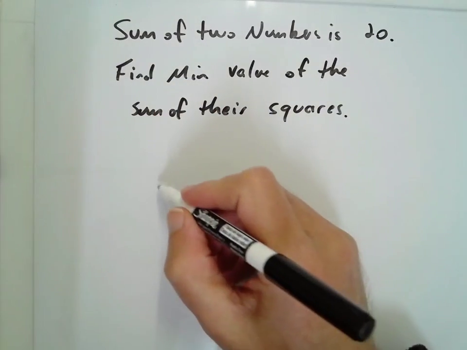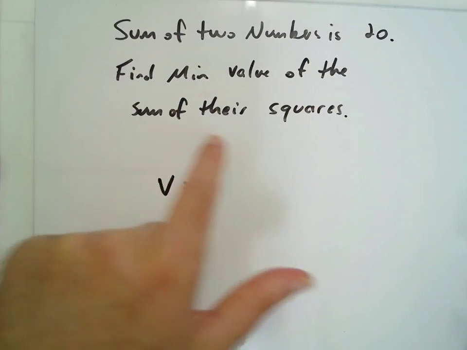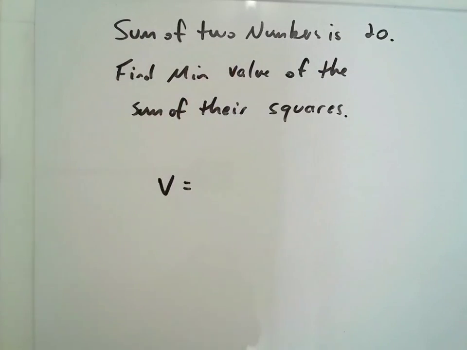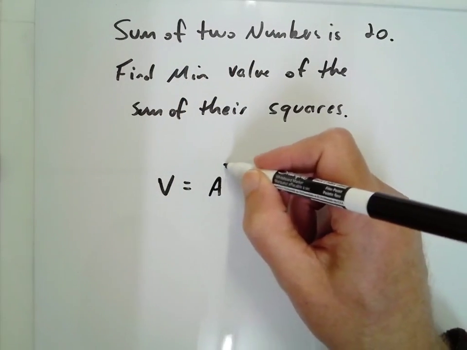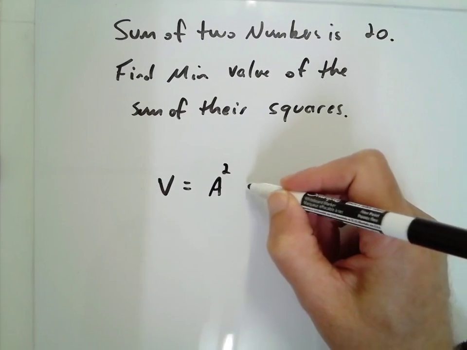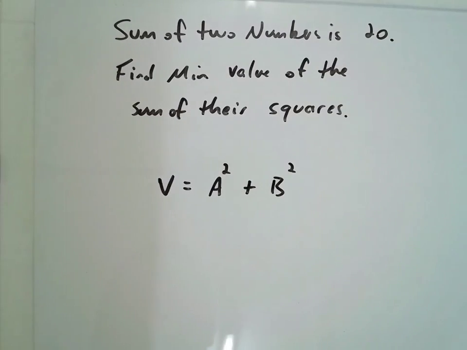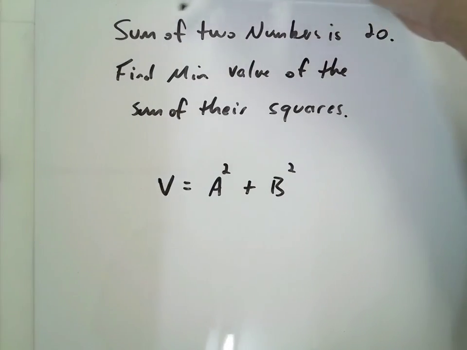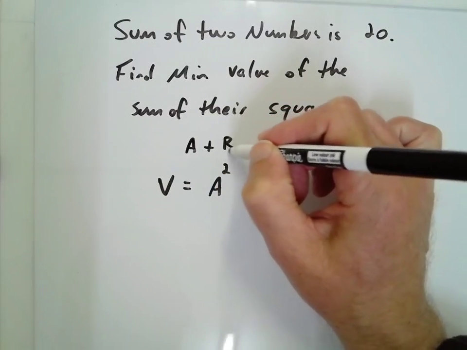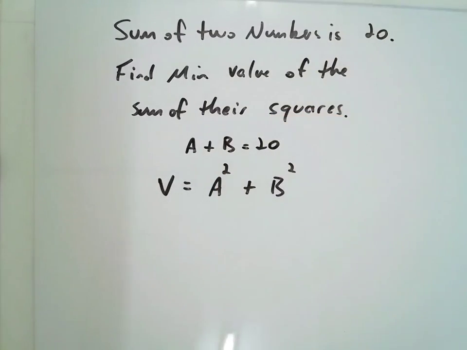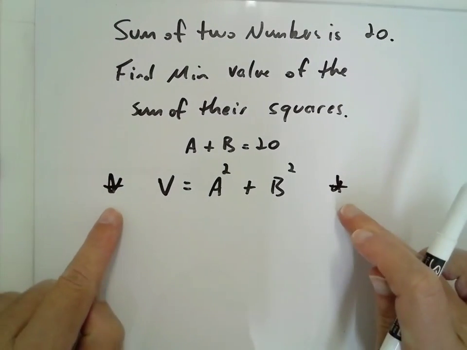Okay, so I want V equals. The value is the sum of their squares, the squares of the two numbers. We don't know what the two numbers are, but the sum of them will be the square of one of them plus the square of the other one. Don't forget that we know that the sum of the two numbers is 20. So a plus b is 20. This is the function we're minimizing.